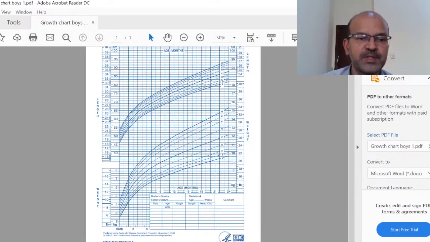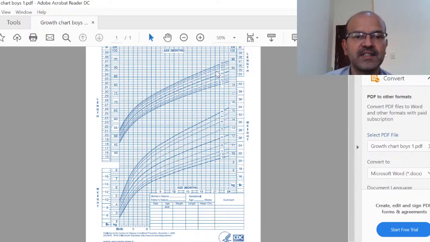And for a term baby, you start with 0, and then as they grow older, you keep growing on that. The lines here reflect percentiles, and the percentile lines indicate the potential or the range in which the child is supposed to grow.